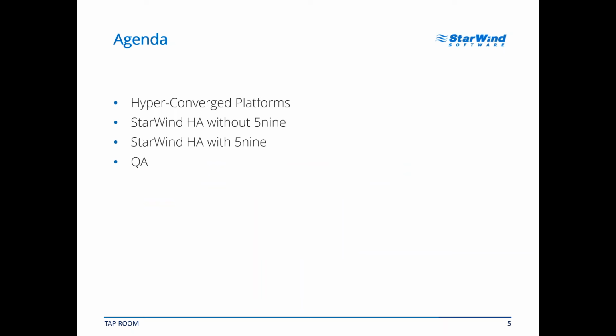Quick agenda for today's tap room. I'm not really sure we actually need one, but StarWind's hyperconverged platform, StarWind HyperConverged Appliance without 5.9, and then StarWind HyperConverged Appliance with 5.9. What would be the main difference between those? Then a few technical things about the hyperconverged platform itself, and of course a questions and answers session, the main part of us gathering here today.